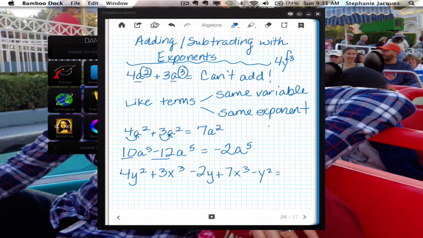So for subtraction and addition, you don't change the exponent.